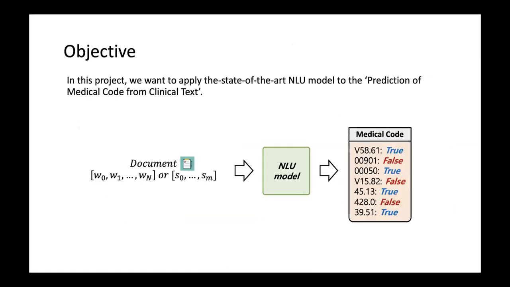So in our project, we try to apply a state-of-the-art NLU model to our task, prediction of medical code from clinical text. We have documents consisting of words, and we give that as an input to our model, and the model predicts the medical codes that may be used in the documents. So here, 358.61 is true, so we predict this medical code is used in the document. Or 09.01 is false, which means this code is not used in the input document.